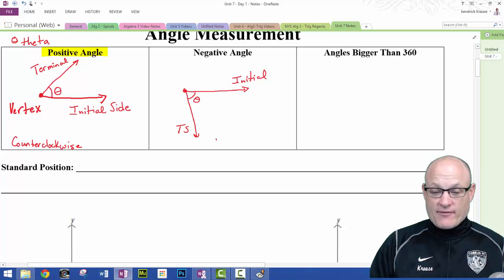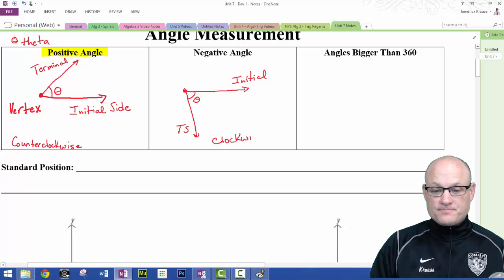Negative angles, obviously then, must go in a clockwise direction.